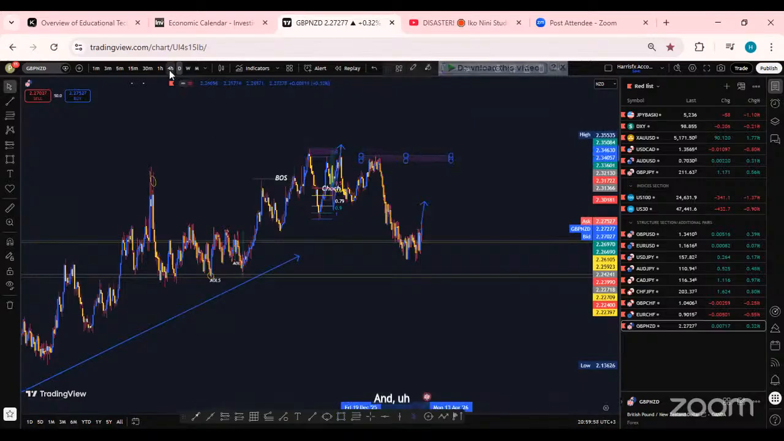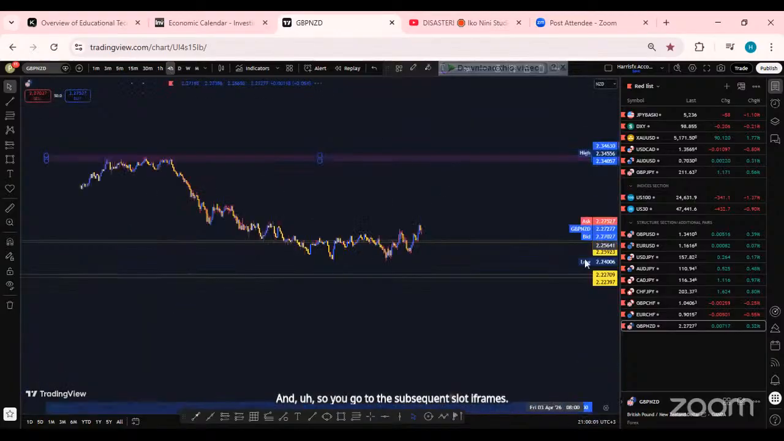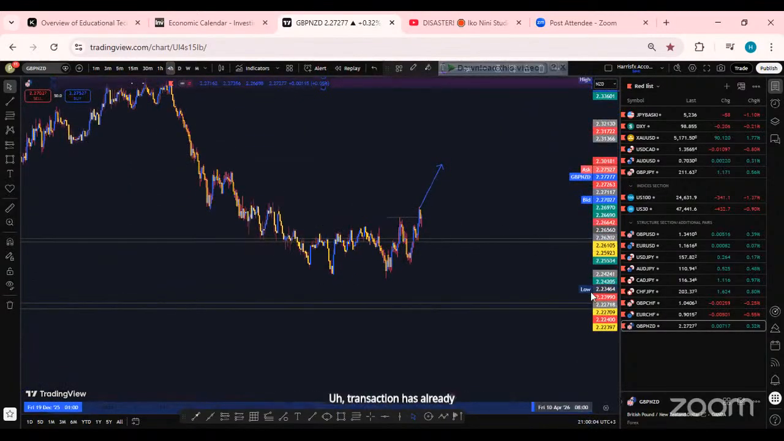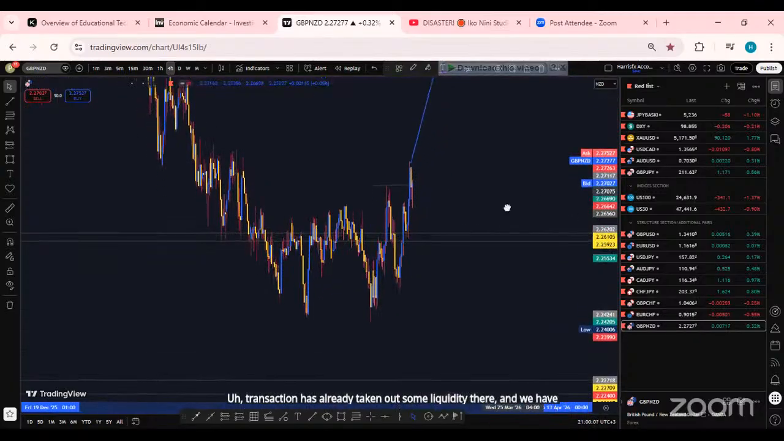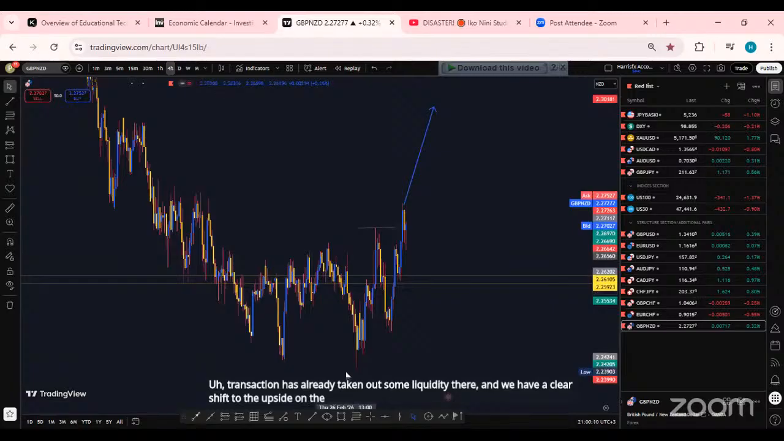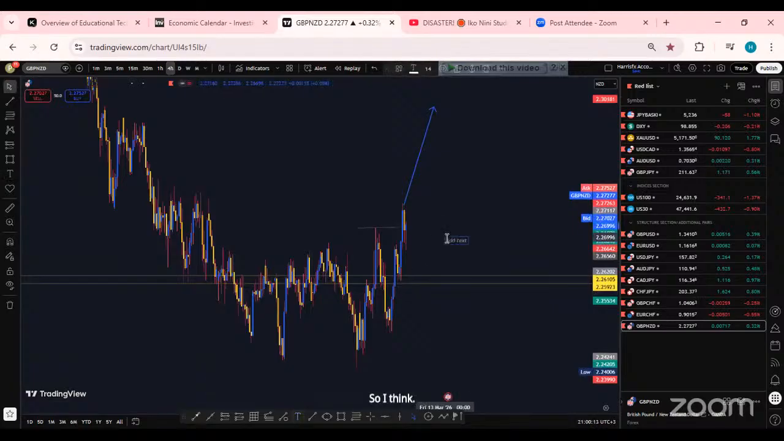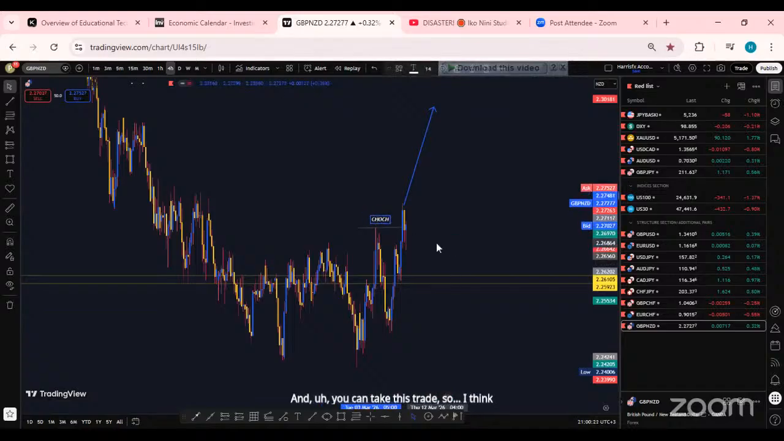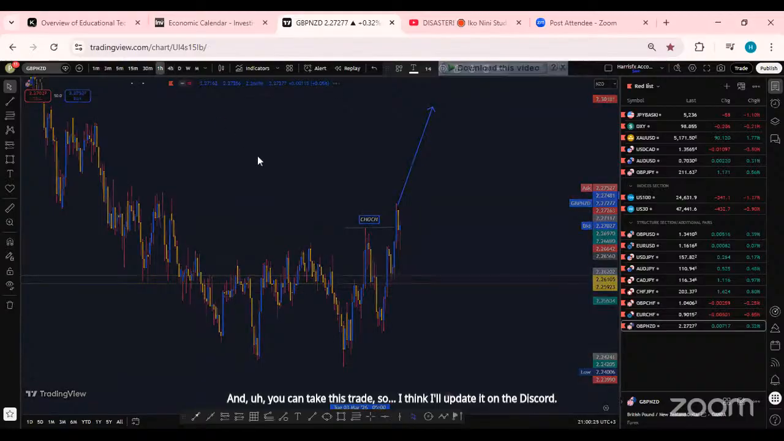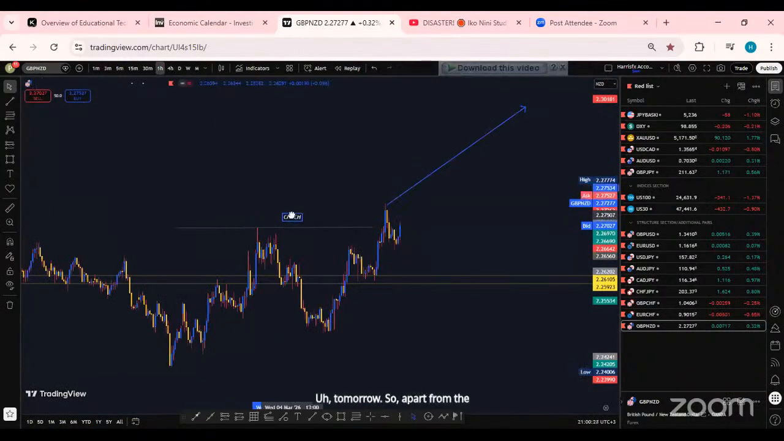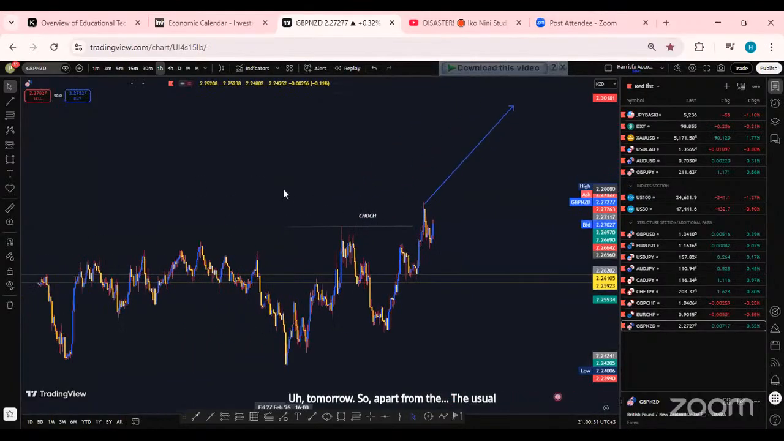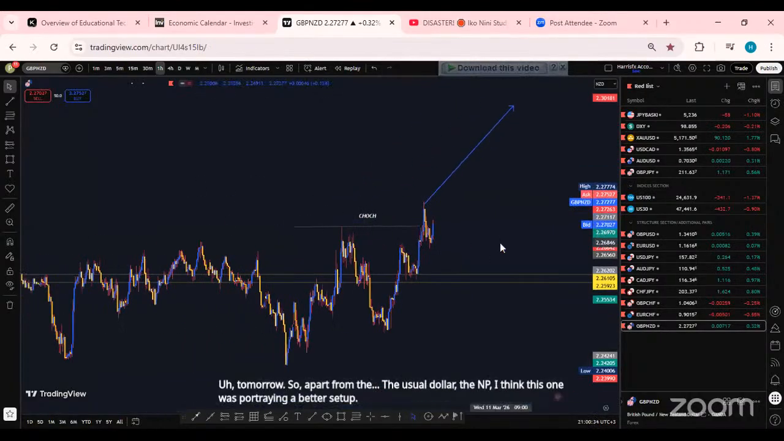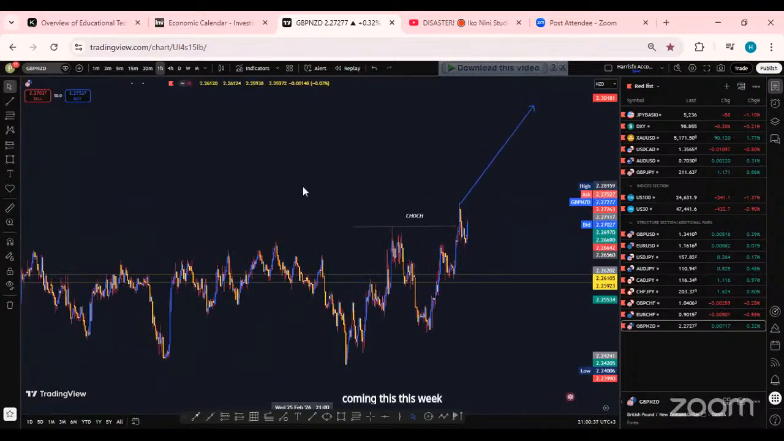And so you go to the subsequent lower time frames, price action has already taken out some liquidity there, and we have a clear shift to the upside on the 4 hours here, which is very strong. So I think tomorrow I'll just be looking for other confirmations in terms of liquidity, and you can take this trade. So I think I'll update it on the Discord tomorrow. So apart from the usual dollar and the yen pair, I think this one was portraying a better setup coming this week. So I'll be sharing that in the Discord.